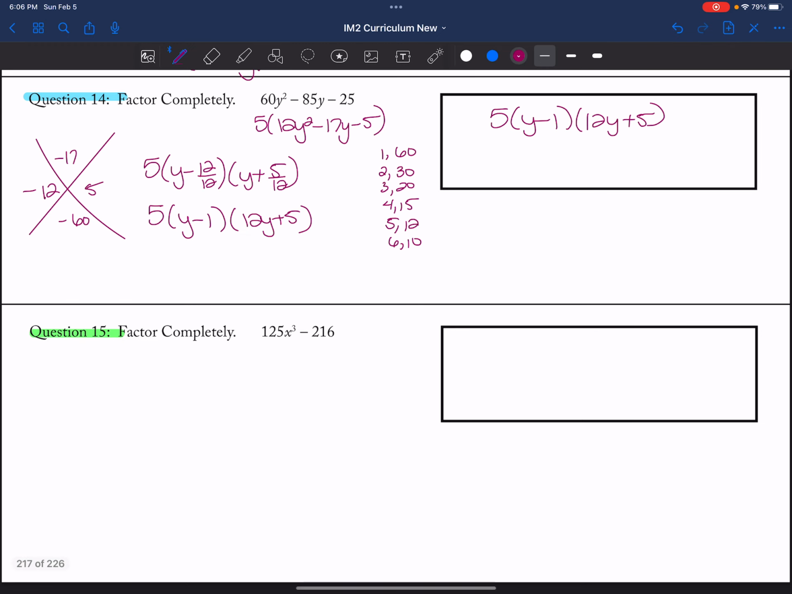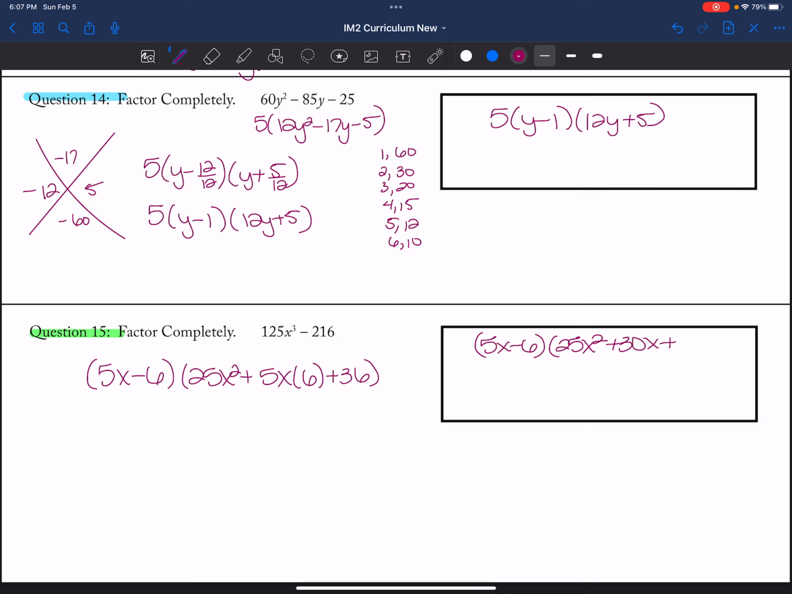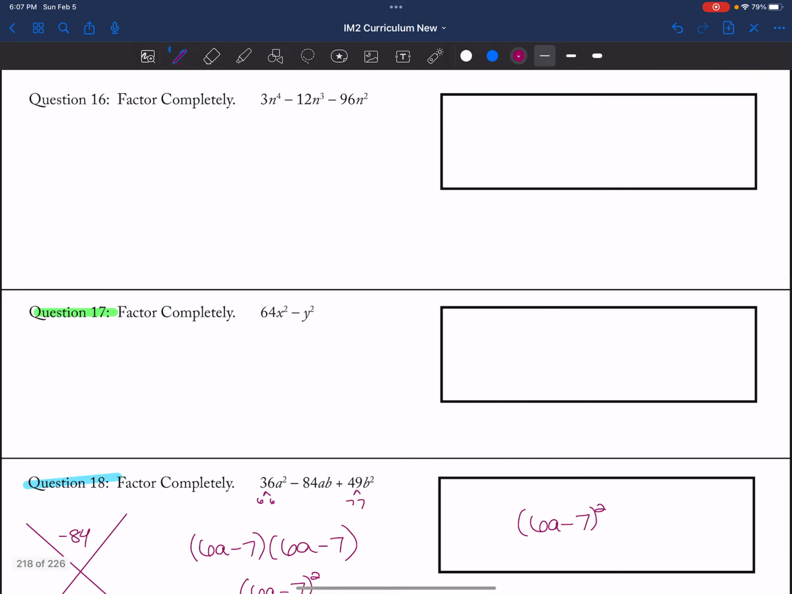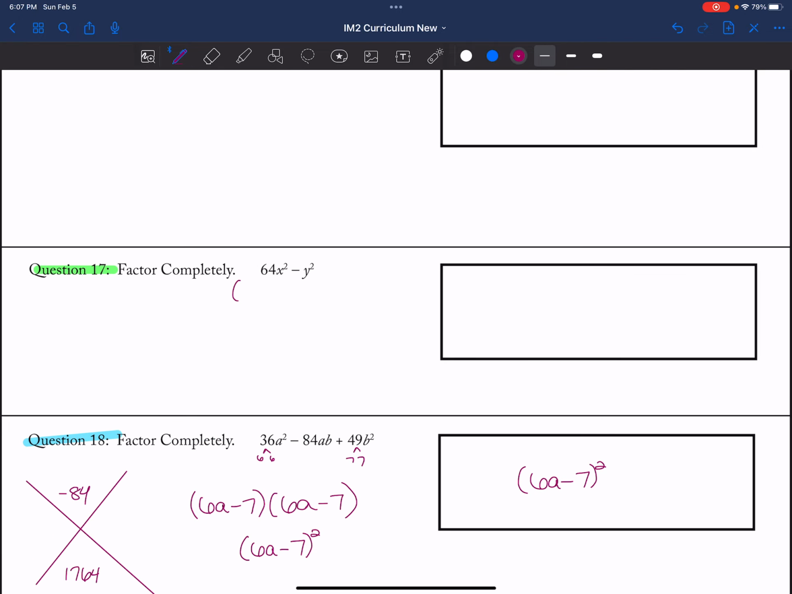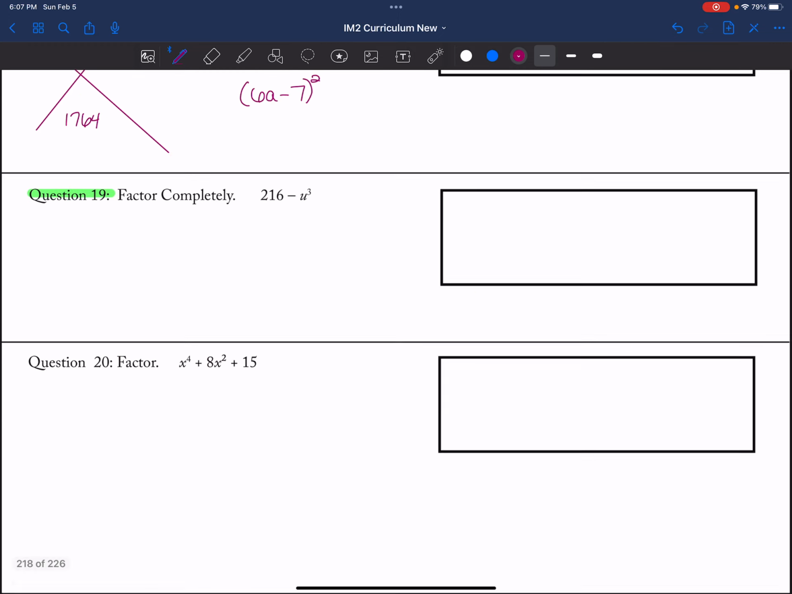Okay, 15 is (5x minus 6)(25x squared plus 5x times 6 plus 36). So (5x minus 6)(25x squared plus 30x plus 36). 17 is (8x minus y)(8x plus y). 17, 19.